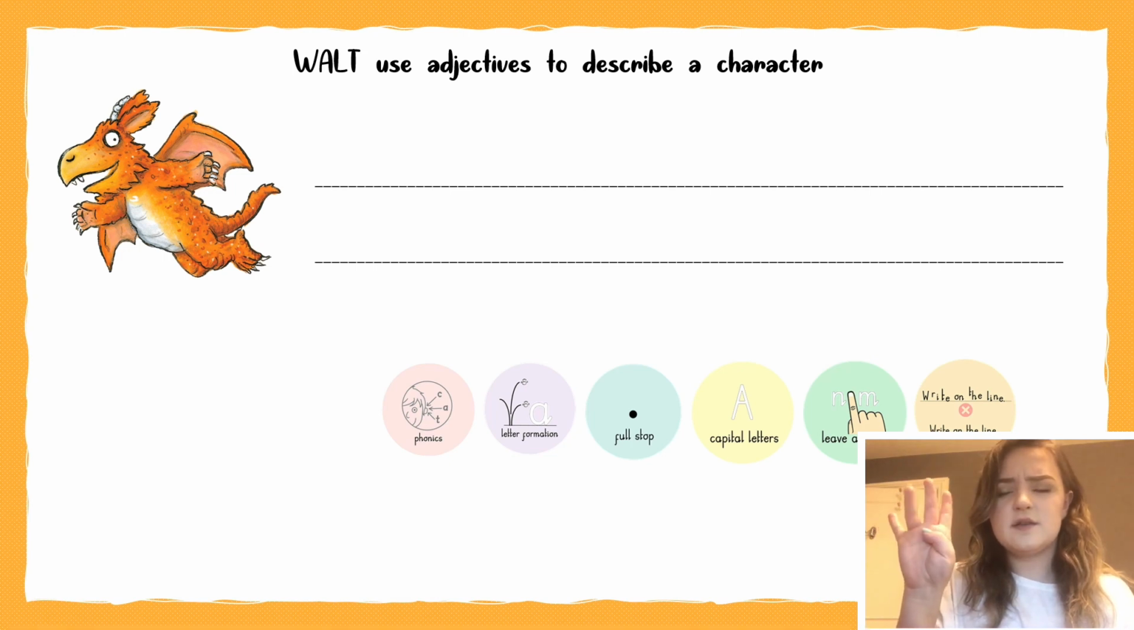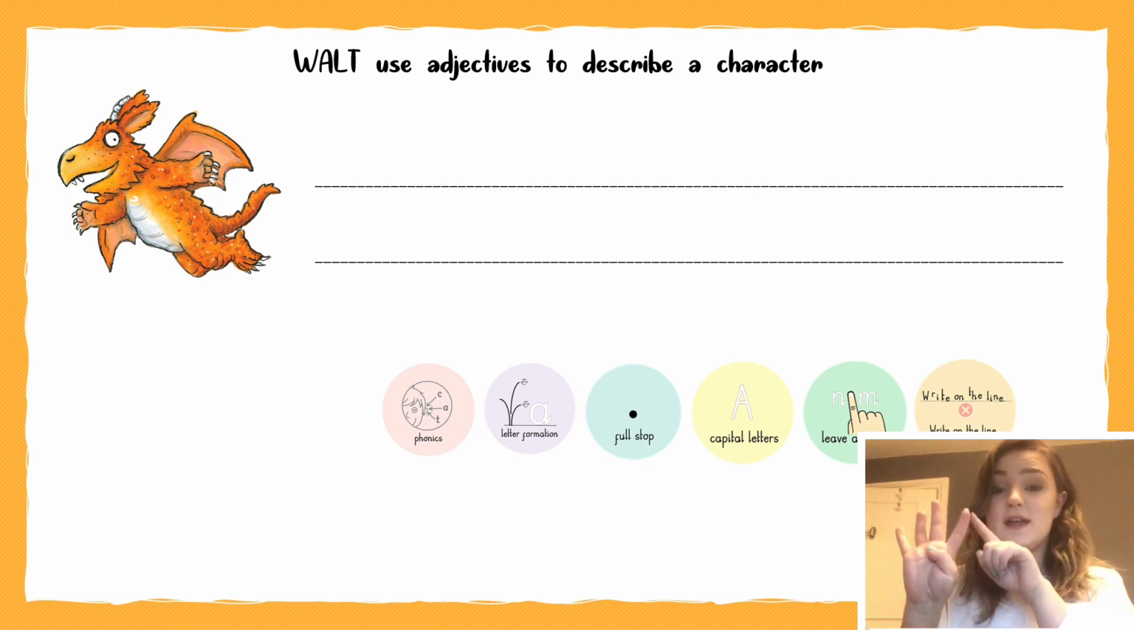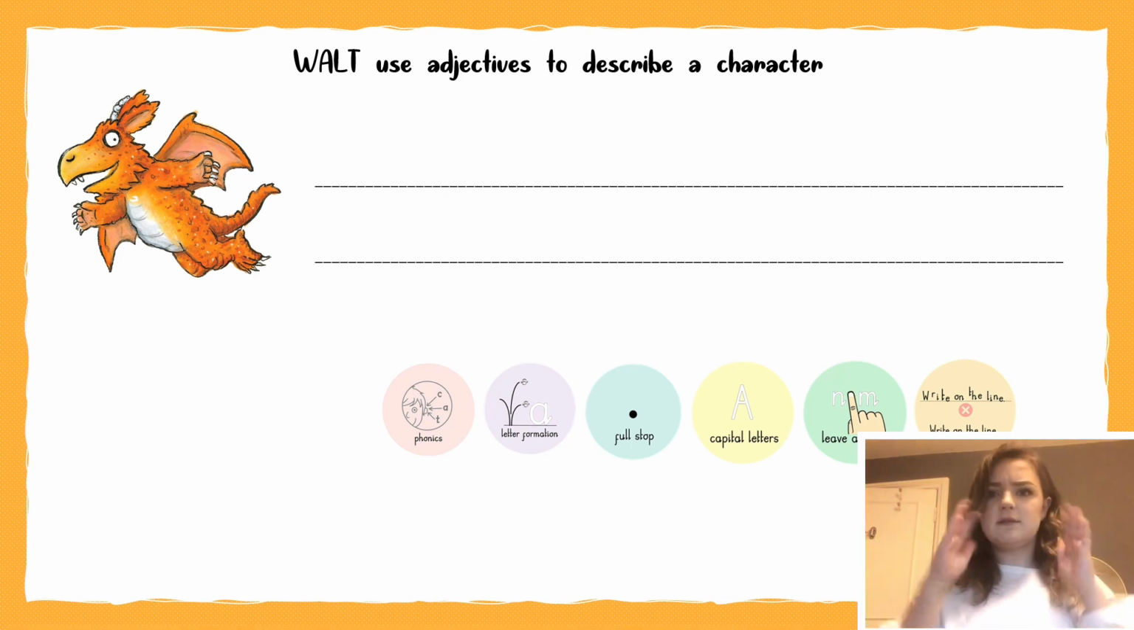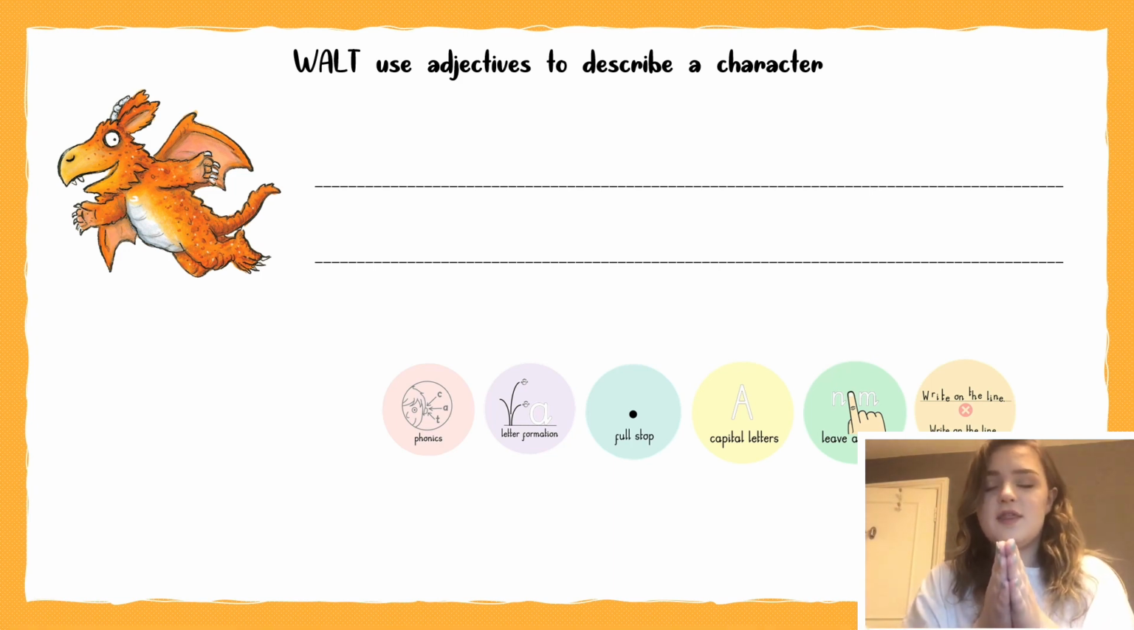Zog has sharp claws. Well done, it's Zog. Zog is the first word that I need to write. Now, can you help me sound it out? So get your sounding out hands ready. We're going to go Z, O, G, Zog. Zog. Thank you for helping me sound it out, and now I'm going to write it down.